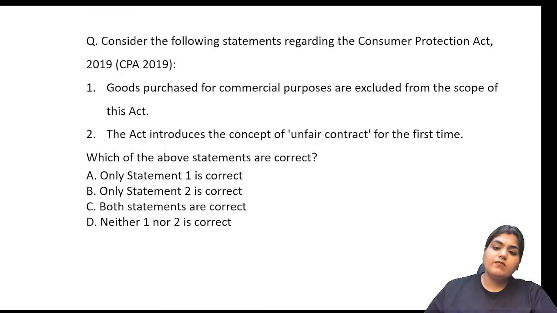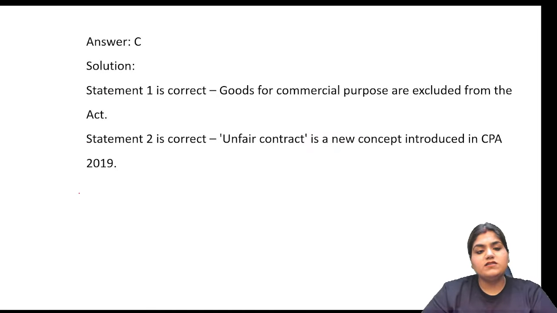Goods purchased for commercial purpose are excluded from the scope of CPA. Yes, they are. The Act introduced the concept of unfair contract for the first time. Yes, it did. Both the statements are correct. C is the correct answer.